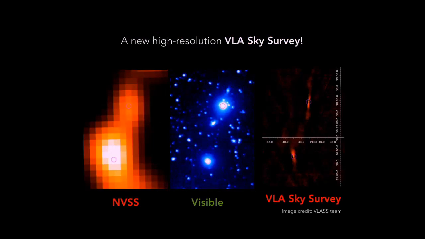And the VLA Sky Survey is so much higher resolution than NVSS. You can see that instead of two big blobs, those two galaxies end up being radio galaxies that have giant jets shooting out of their central supermassive black holes. That's one of the things you can get when you look at the universe in high resolution.